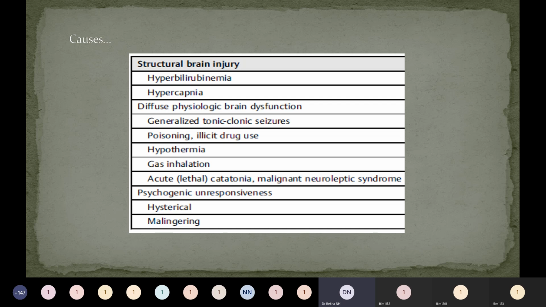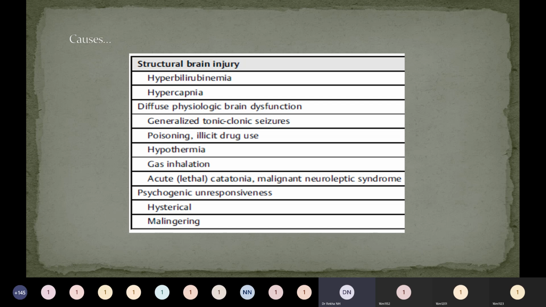dysfunction. One is generalized tonic-clonic seizures, or a patient who has taken a poisoning, that is an OP compound poisoning, or illicit drug use, that is drug abuse, or a patient on psychiatric medications who has come with a drug overdose. It can be benzodiazepines or barbiturates. Hypothermia is the most common in patients with drowning. Then neuroleptic malignant syndrome or acute catatonia. So these are the diffuse brain dysfunction conditions where the patient will get a diffuse brain dysfunction.